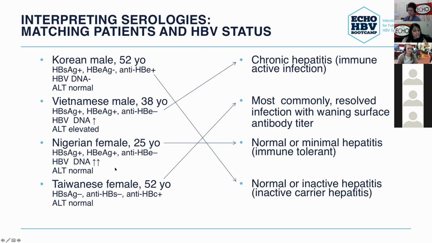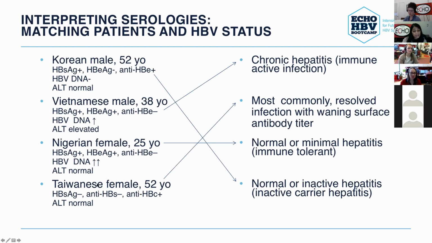The third case is a Nigerian female who is 25 years of age, again surface antigen positive, so has active infection, is E antigen positive, has a Hep B DNA that is very elevated. That's what we mean by 2 arrows, and the ALT is normal. So this is what we would generally think of as in that immune tolerant phase, that early phase of having, maybe, the first 10 to up to 20 years of infection.